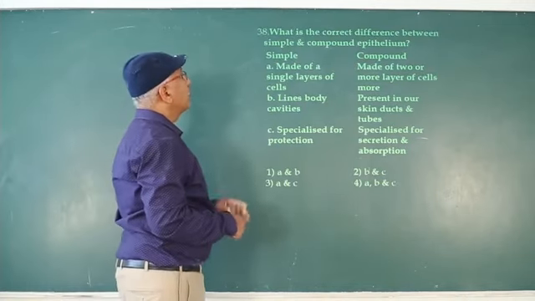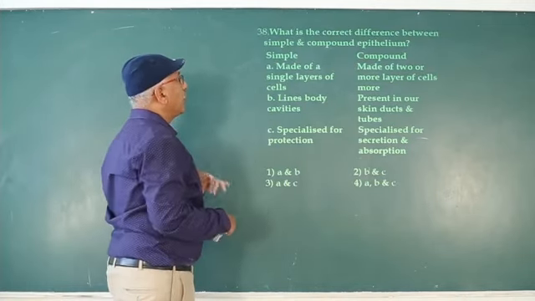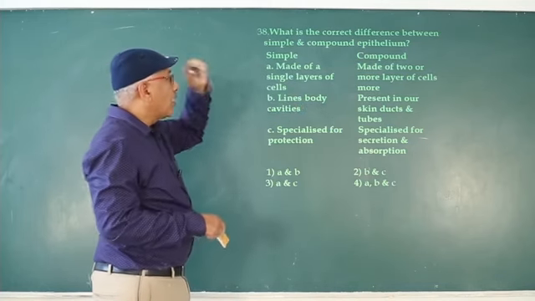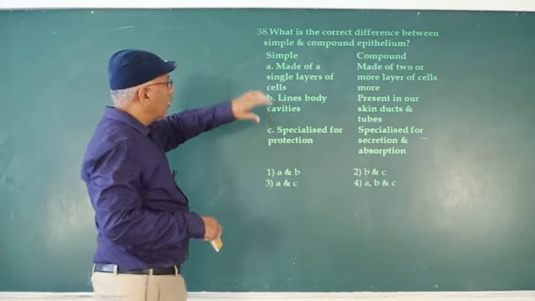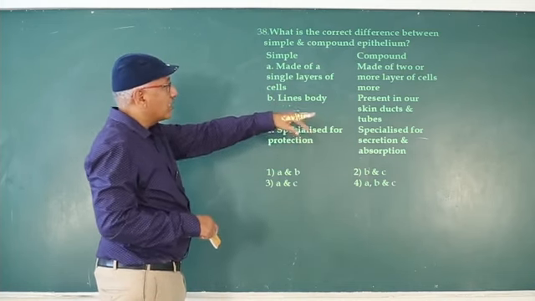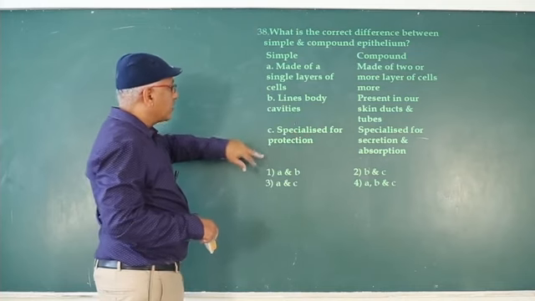What is the correct difference between simple and compound epithelium? Simple epithelium made up of a single layer of cells, correct. Compound epithelium made up of two or more layers, correct. Lie in the body cavity is correct. Present in our skin, ducts and tubes, correct.